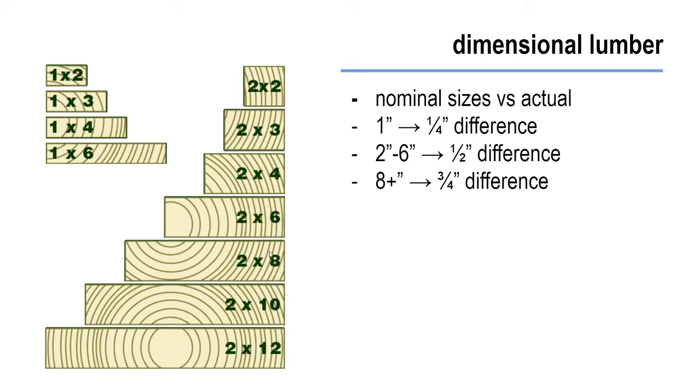So a 2x8 is actually 1.5 by 7.25. A 2x10 is 1.5 by 9.25. And if I had a 6x6 post, it's actually 5.5 by 5.5. And so the size that it's just kind of listed as is not the actual size.